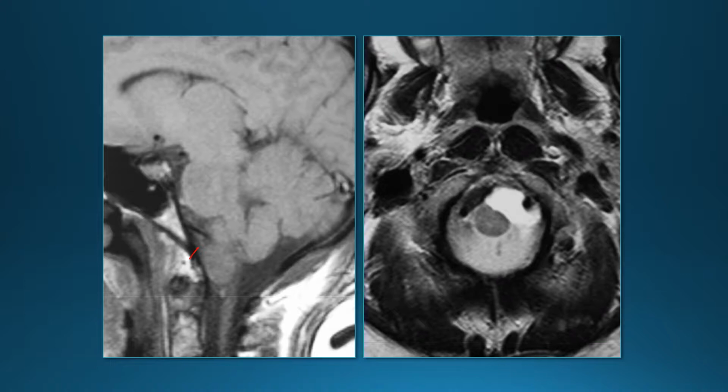Here's a lesion in front of the upper cervical cord. It's slightly bright on T1, very bright here on T2. Looks like it's at least partially encircling the left vertebral artery.